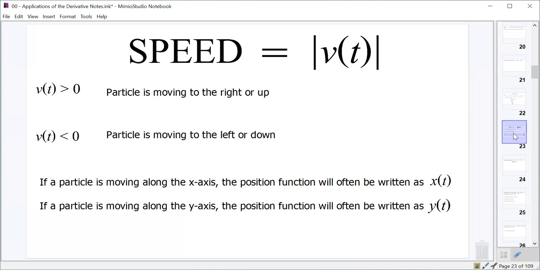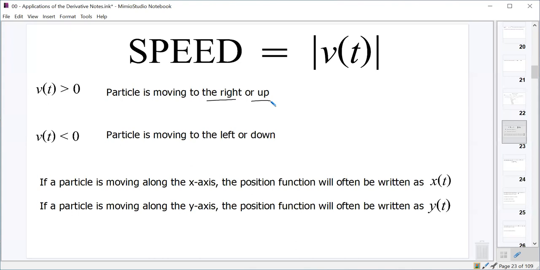One, that speed is the absolute value of velocity, which means that velocity can be either positive or negative or zero, but speed can never be negative. Speed is always a positive value, or it could be zero if the particle is stationary. And we'll define a positive velocity for our class as anything that's moving to the right or up. So we're moving along a line. If we're moving along that line to the right, it's positive velocity. If we're moving along on a vertical line up, it's positive. And if the velocity is negative, that means the particle is moving horizontally to the left or vertically down.